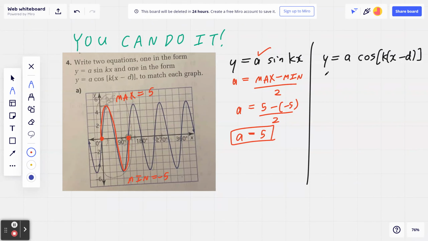So one thing that you want to think about is the only difference between a sine graph and a cosine graph is the phase shift. Everything else is the same.